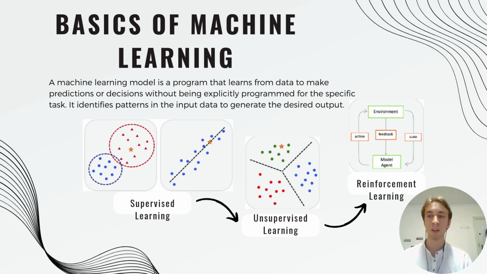Supervised learning, where the model is trained on labeled data. The model learns to map inputs to the correct outputs. Unsupervised learning. In unsupervised learning, the model is trained on unlabeled data and must find hidden patterns within the input data. And reinforcement learning. This model mimics how humans learn from experience. The model interacts with the environment, makes decisions, and learns from the consequences.